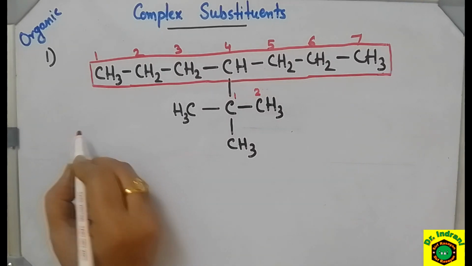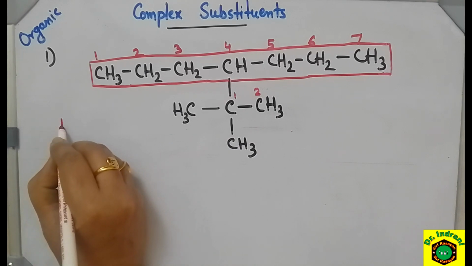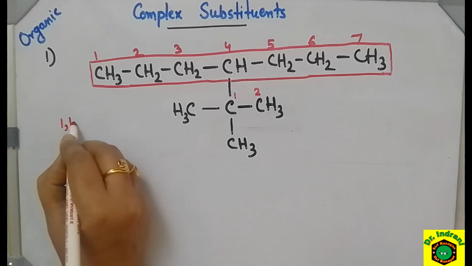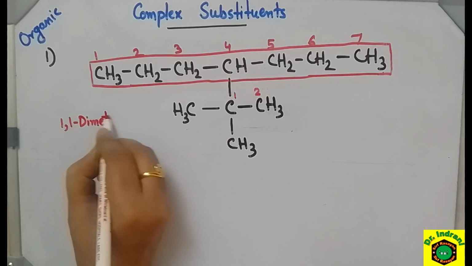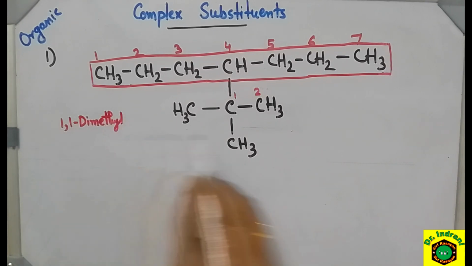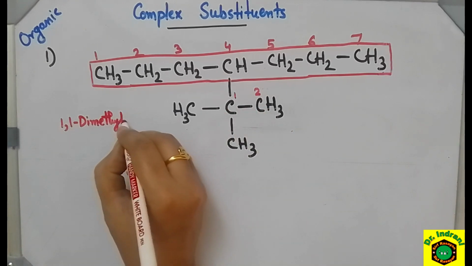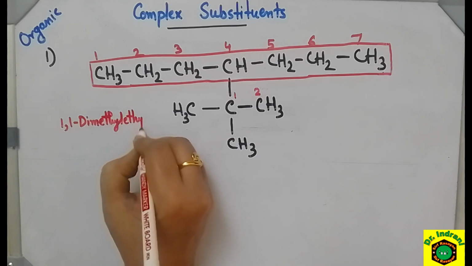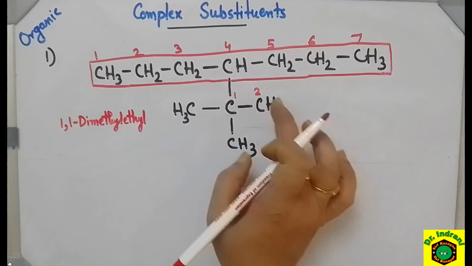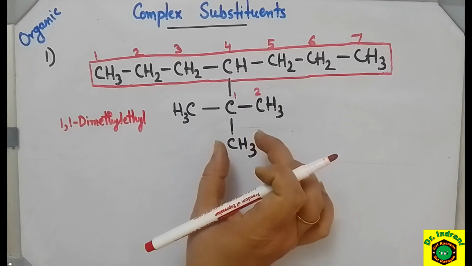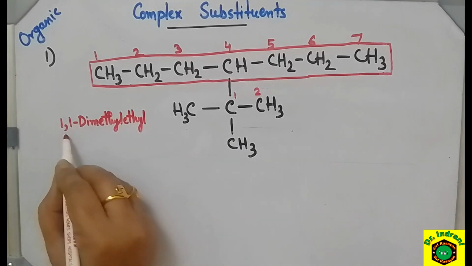Here I am writing. At one position, 2 methyl groups are there, so the number you have to repeat: 1, 1, hyphen, 2 methyls. So you have to write dimethyl. And here in the parent chain, 2 carbon atoms are there, so ethyl. Why ethyl? Because it is your alkyl group. At the side chain, whatever is present, you have to consider as an alkyl group. So ethyl, not ethane, ethyl, mind it.